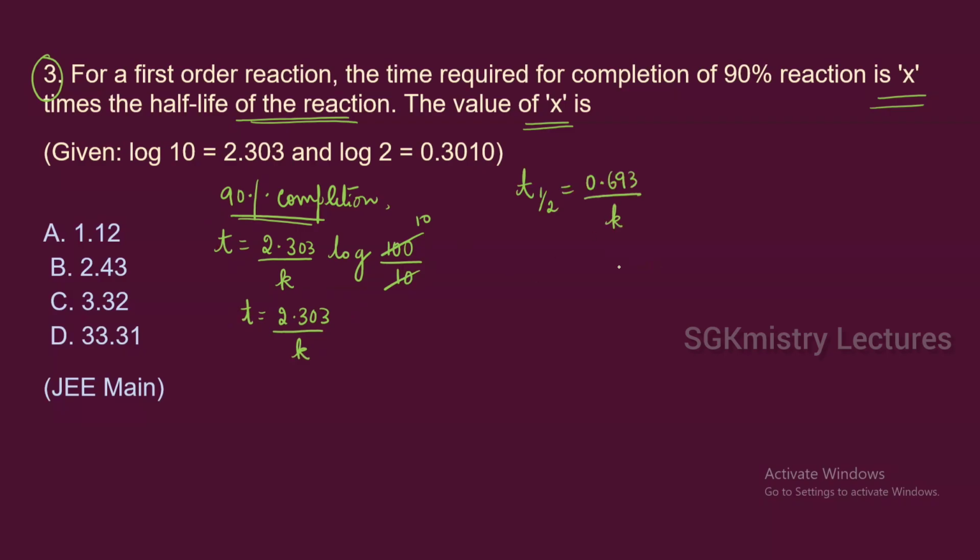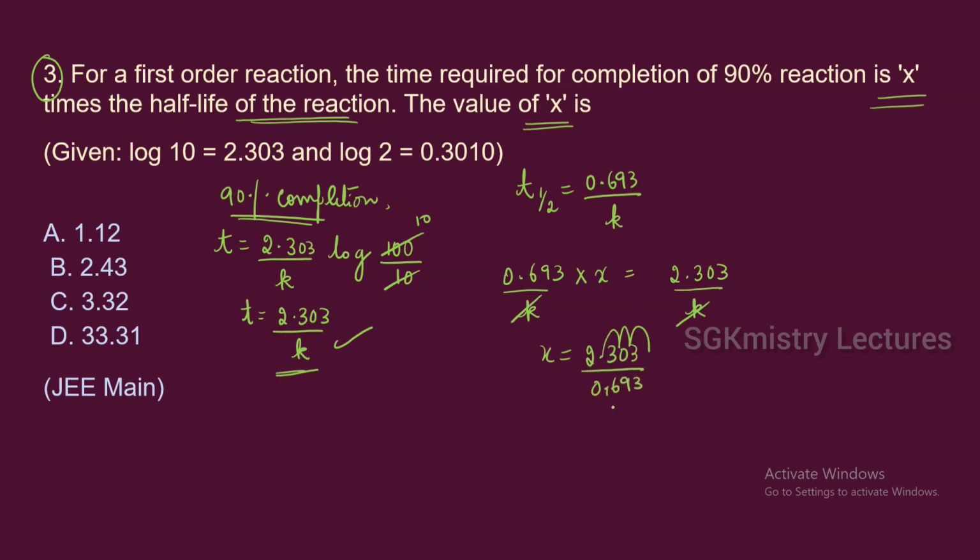Now what is given for this particular reaction? The time required for completion of 90% reaction is X times the half-life of the reaction. So what I have to write is 0.693 by K, which is the half-life of the reaction. If I multiply this by X, that is equal to the time required for the 90% completion of the reaction. What is the time required? We got it here, 2.303 by K. Now K and K cancel. So X will be 2.303 divided by 0.693.